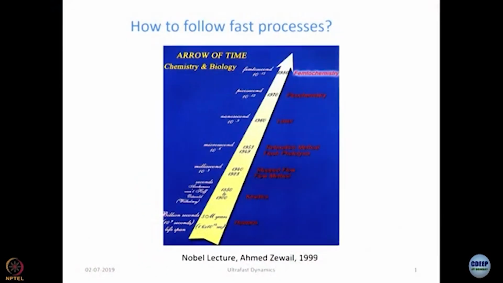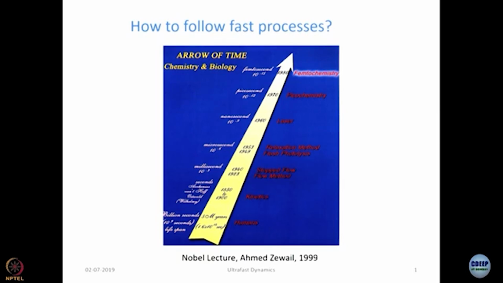And what we will do now is we will restrict our discussion mainly to electronic levels, but it is not very difficult to incorporate vibrational levels into this, or to go over to completely vibrational levels altogether, right. And this is something that we had shown earlier from Zuel's Nobel lecture of 1999, arrow of time. We had said that the capability of following ultra fast processes or fast processes has increased tremendously over the last few decades.